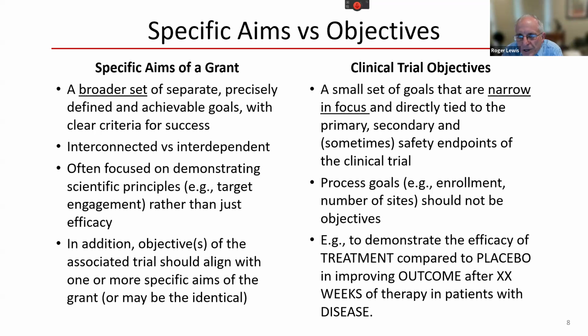You want to avoid your objectives being things that are process goals. Setting up sites and enrolling a given number of patients are not objectives of a trial. They may be milestones for your grant, but they are not objectives for the trial. And so I gave an example of how specifically worded a clinical trial objective should generally be.